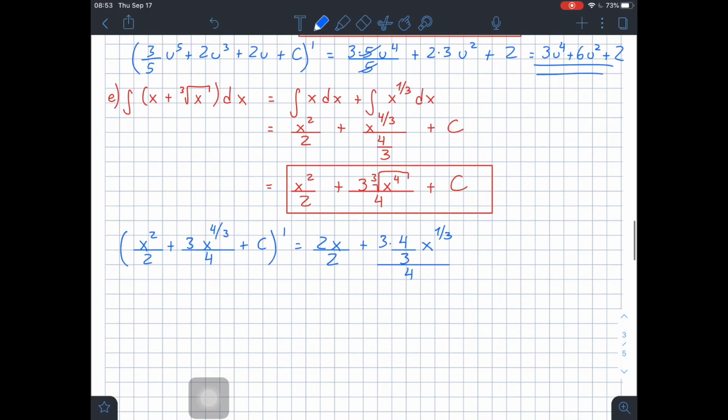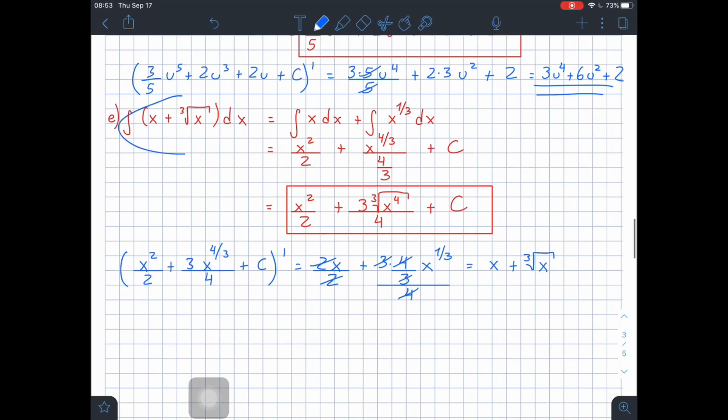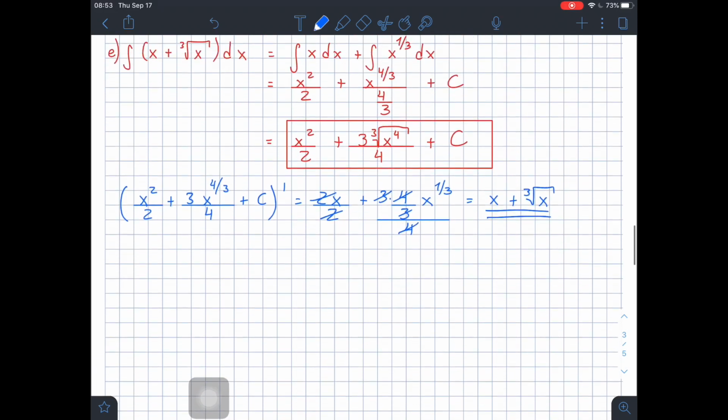Okay, so I see that I can simplify some terms. For example, this 2 with this 2, and this 4 with this 4, this 3 with this 3. So I will get as a final result x plus x to the power of 1/3. But x to the power of 1/3 is the same as saying the cubic root of x. Okay, so we get exactly the same result. That means that we did this integral correctly. Okay, so that's how you work with this.